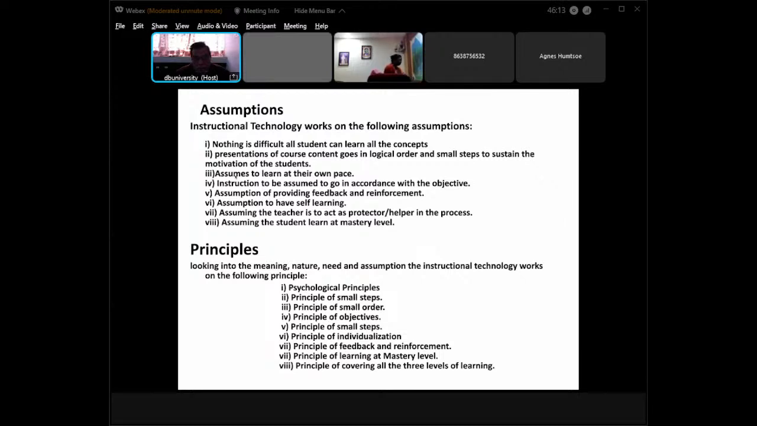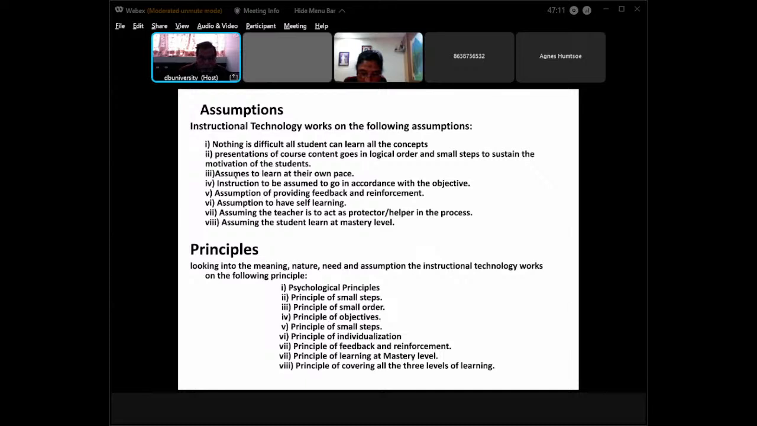Presentation of course content goes in logical order and small steps to sustain the motivation of the students. Another assumption is that as and when we are designing the course content, developing the subject instructional material which is to be learned by the students, it is to be put in logical order. It is to go with the knowledge, the understanding, the applications and skills. The teacher is to begin with the knowledge, take the students to the understanding, and bring them to the level of applications and skills. That logical order is to be followed with patience. And another very important point is that small steps are to be adopted.